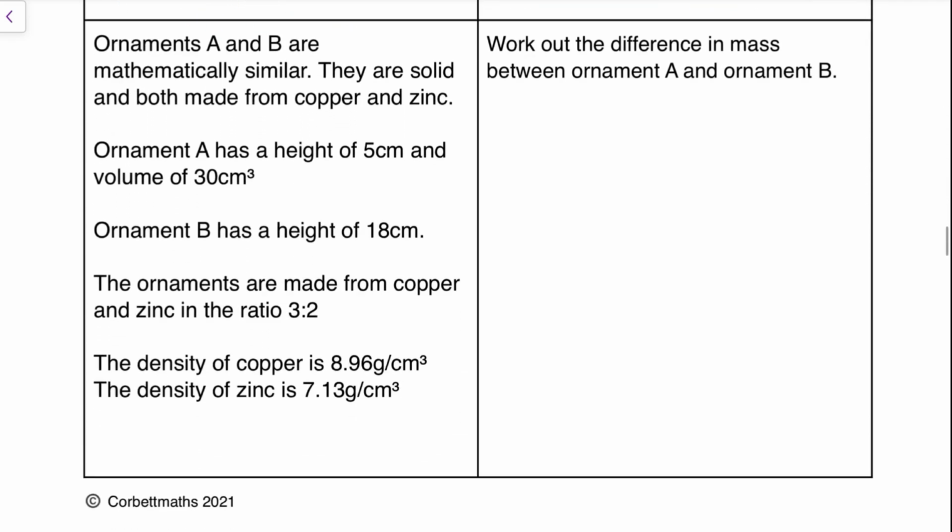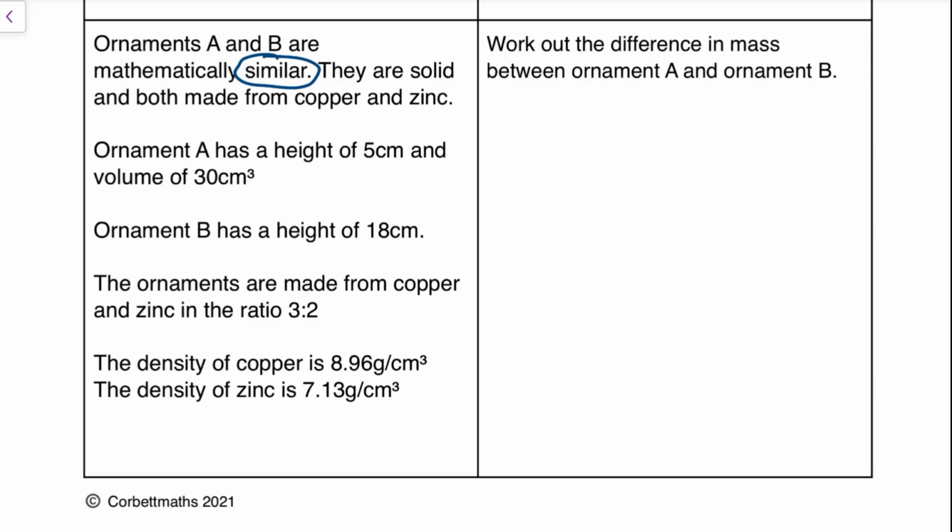Next question. Oh, lots of words here. Okay, let's take this one carefully. Ornaments A and B are mathematically similar. Well, that seems relevant. They are solid and both made from copper and zinc. Ornament A has a height of 5, volume. Ornament B, height 18. The ornament made from copper and zinc in the ratio 3 to 2. Wow, okay, let's do this very carefully. Work out the difference in the mass between ornament A and ornament B.